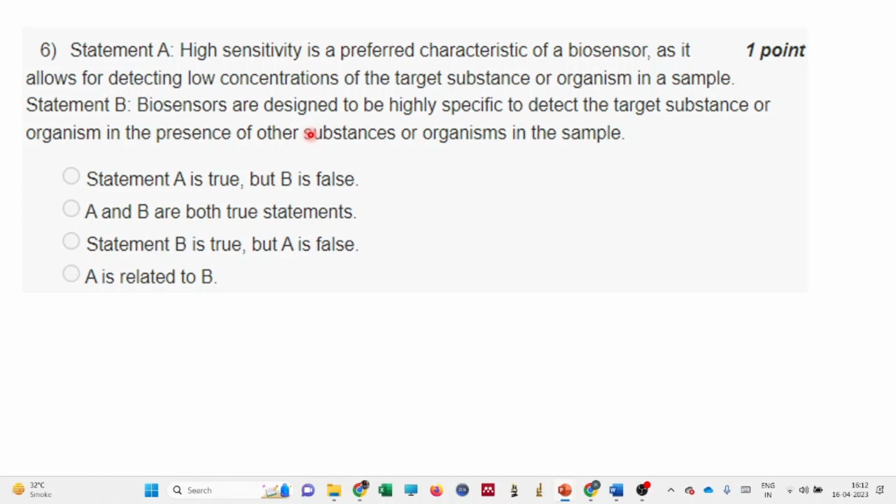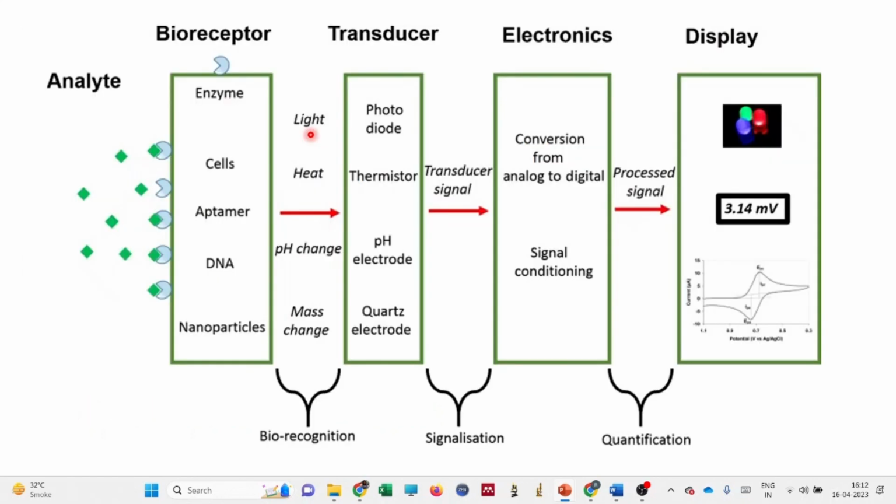Anybody else? Do you have anybody else having a different opinion, or do you agree? So yes, A and B are both true statements.